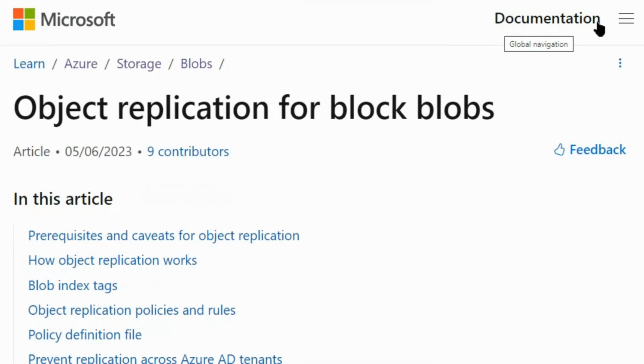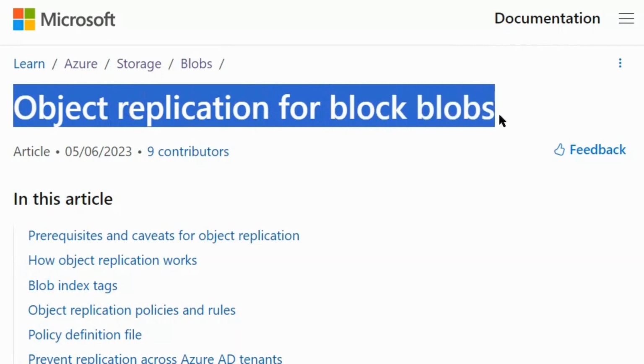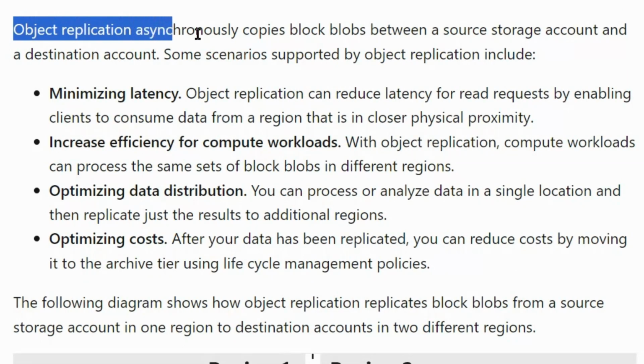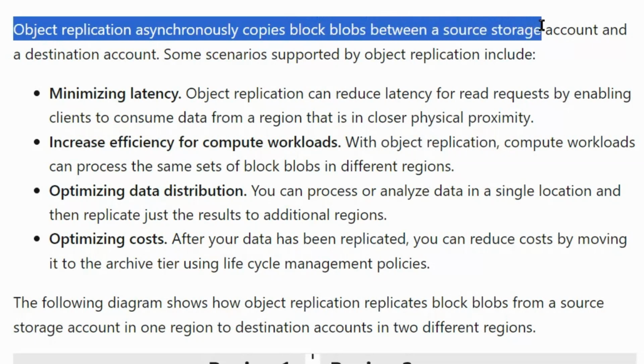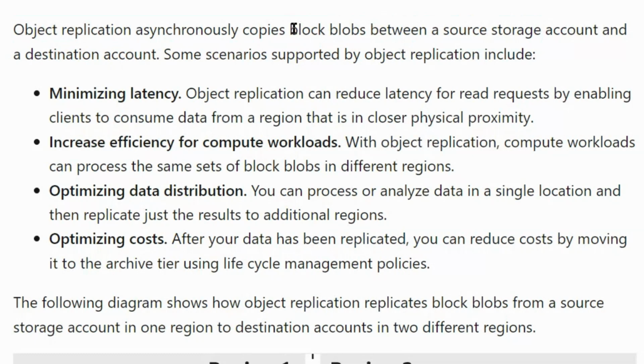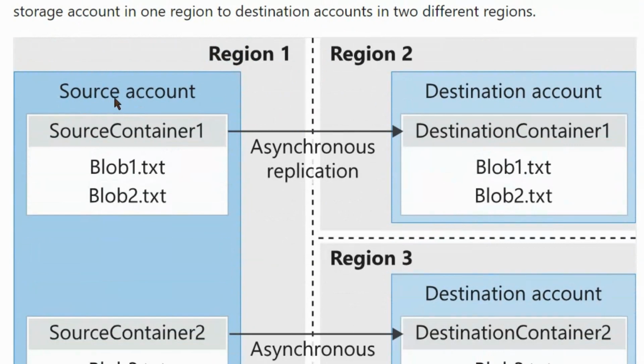We are in documentation site of the Microsoft and on the object replication for block blobs page. We'll scroll down. Object replication asynchronously copies block blobs between a source storage account and destination account. Therefore, the accounts which can store block blobs can be replicated. Let's scroll down. So here it is showed that how the replication works. The blob files asynchronously replicates to destination account.